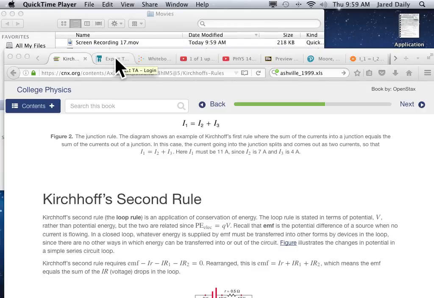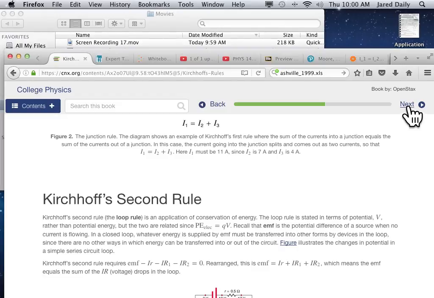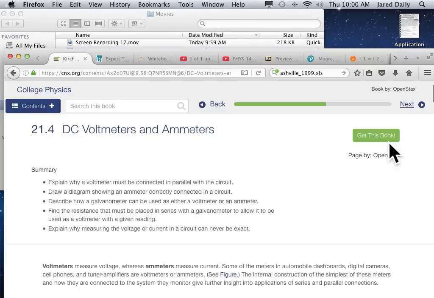So we have 40 minutes now to cover the rest of the chapter. We've gone through everything through Kirchhoff's rules, and now we're going to move on to DC voltmeters and ammeters.